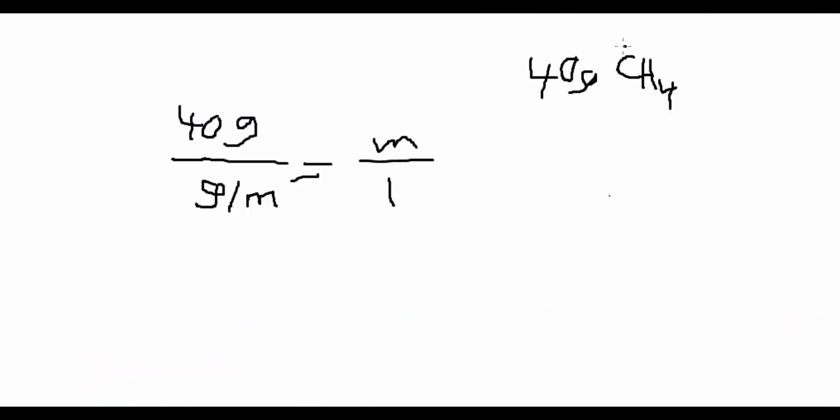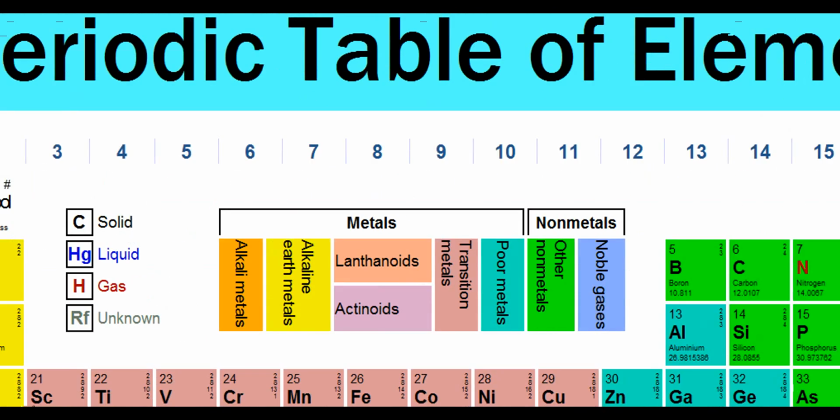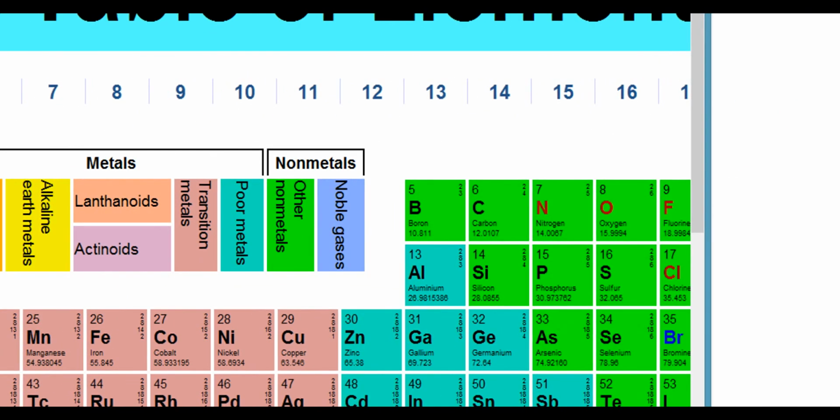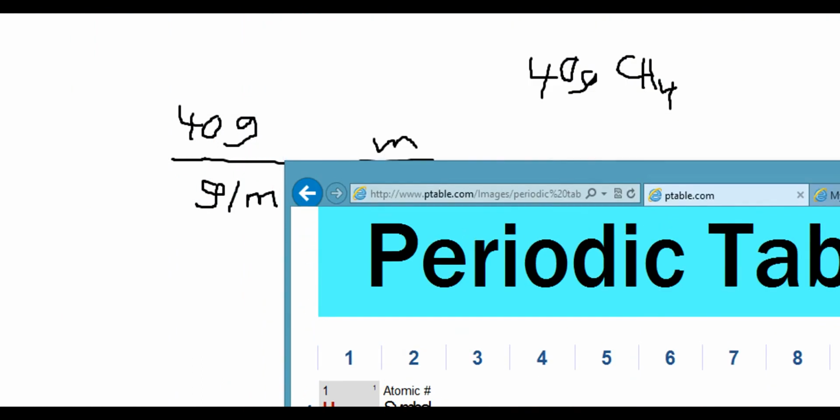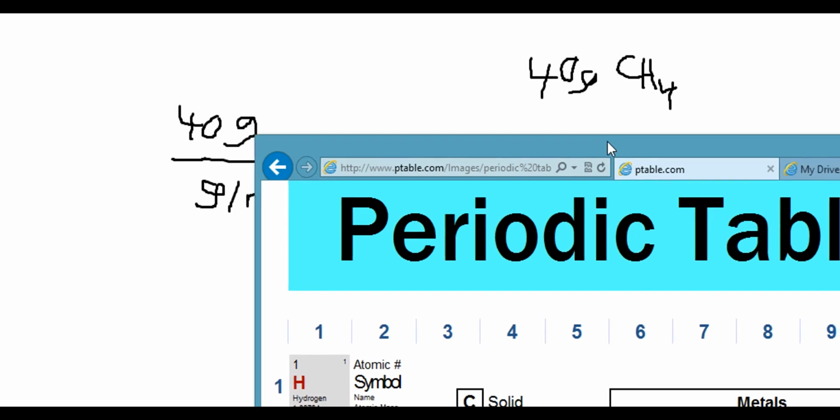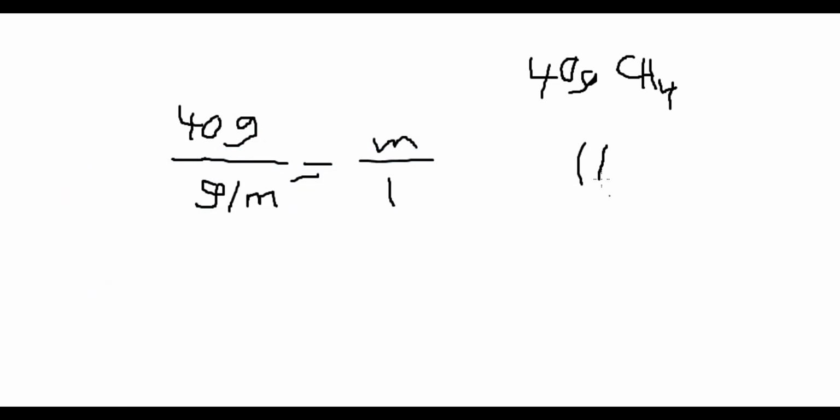So there's 1 carbon. So we're just going to do 12 plus 1 times 4, because there's 4 hydrogen. So that's going to equal out to 16. It's as simple as that. So the grams per mole is going to be 16. Now we have enough information to figure out moles. That is what we're trying to figure out.